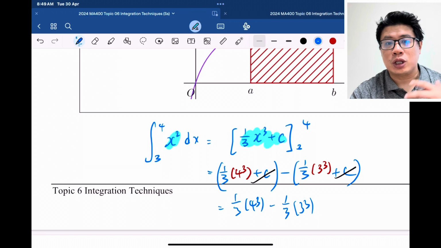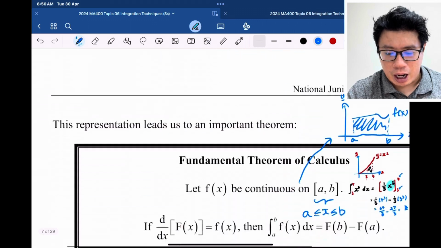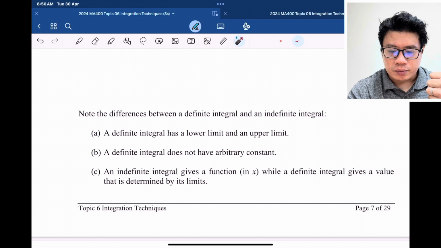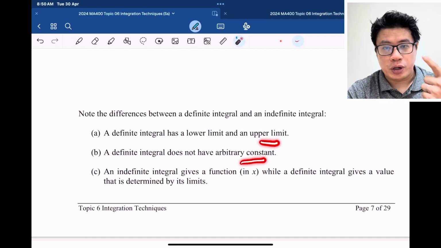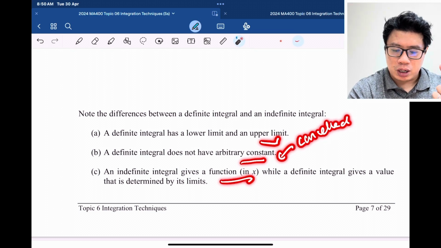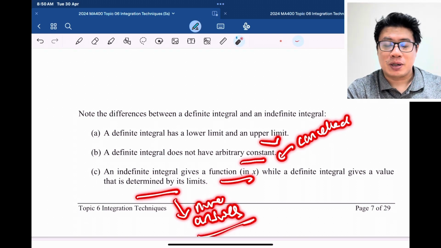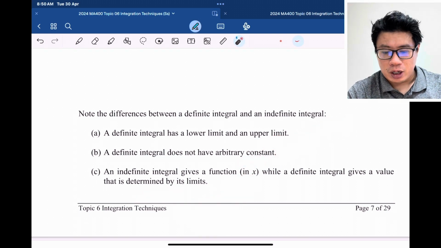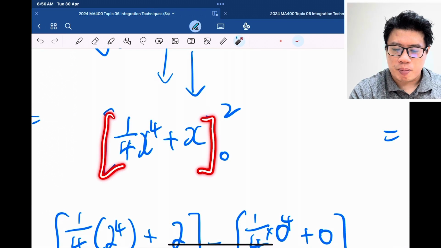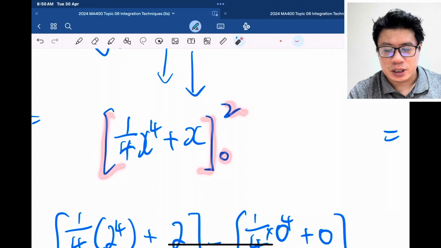Okay, also take note of this: for a definite integral, there's no need to write plus c. All right, I'll go through the key points again. Number 1, there is an upper and lower limit. Number 2, there is no arbitrary constant, no need for plus c because it will be cancelled off. And number 3, you must remember that you have numerical answers because you are subbing in values. And also take note, after you do the integration, remember to put in a square bracket and put the lower and upper limits outside. So just take note of presentation. Thank you.